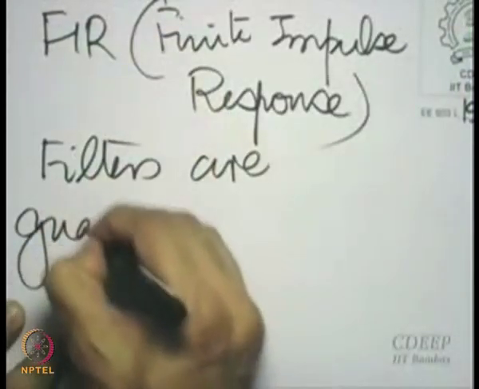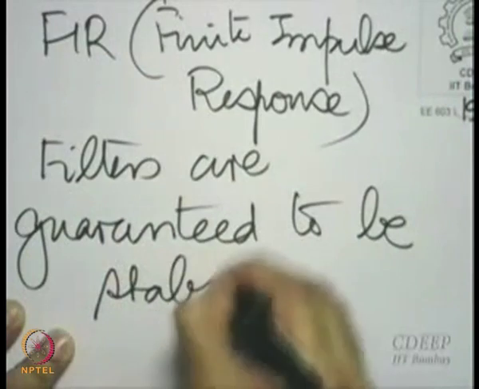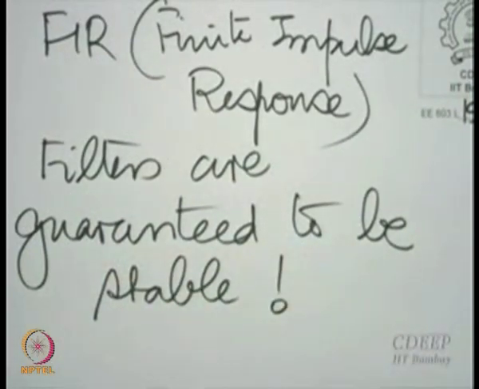Because you can always, you see, if you have a finite number of non-zero samples in the impulse response, if each of these samples is finite in value, finite, that's all that you want. And that, of course, is a reasonable assumption to make, certainly. Then the absolute sum of the impulse response has to be finite. So stability is guaranteed. So FIR systems, FIR filters, are guaranteed to be stable. That's very easy to see.